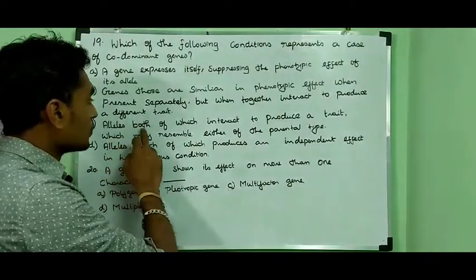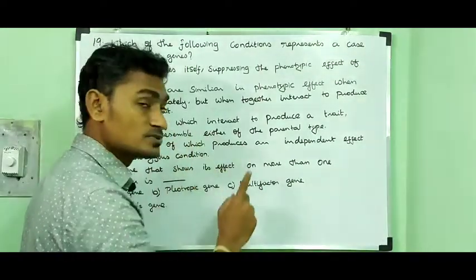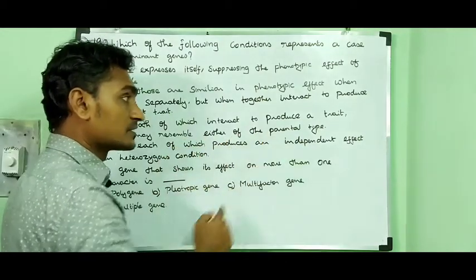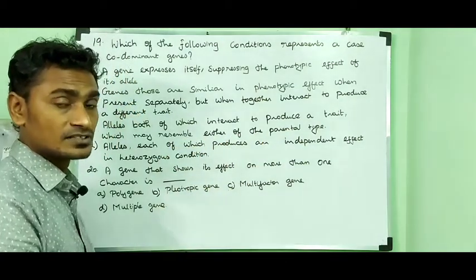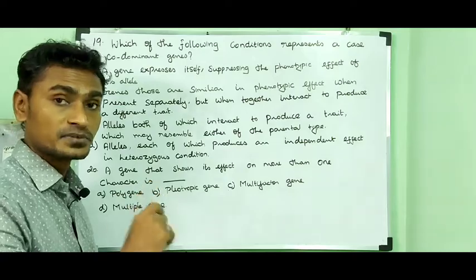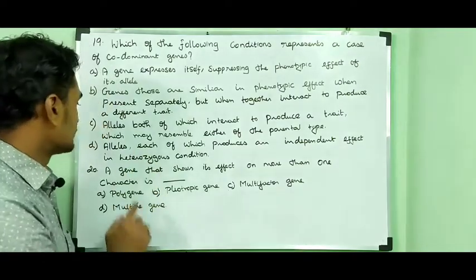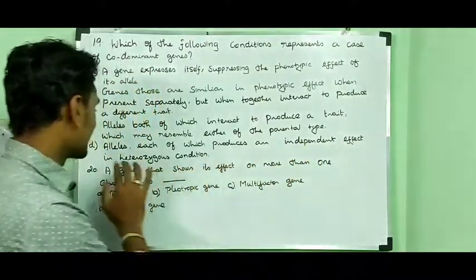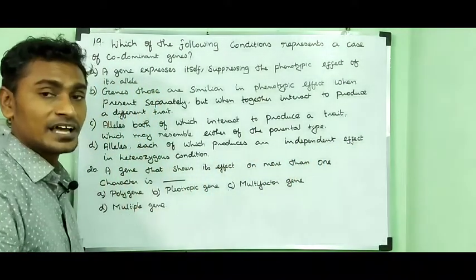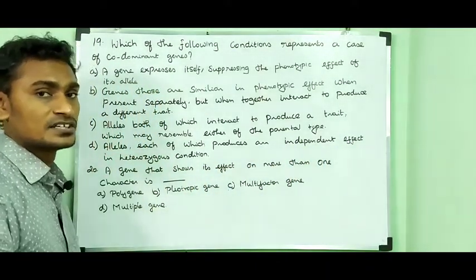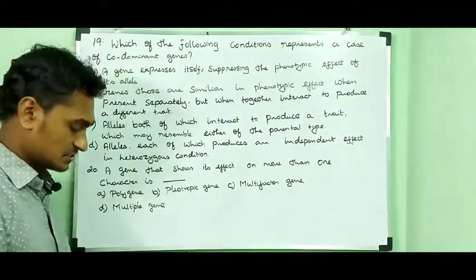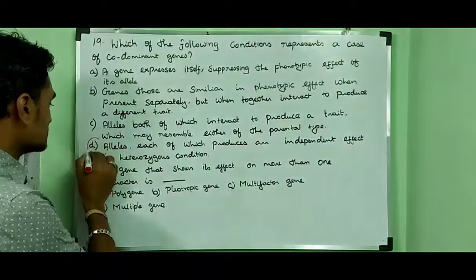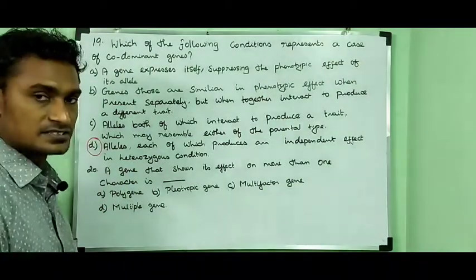Alleles, both of which interact to produce a trait which may resemble either of the parental types, are called incomplete dominant genes. Alleles, each of which produces an independent effect in heterozygous condition, are called codominant genes. So that option is the right answer.